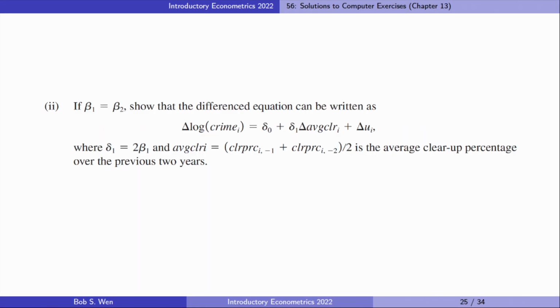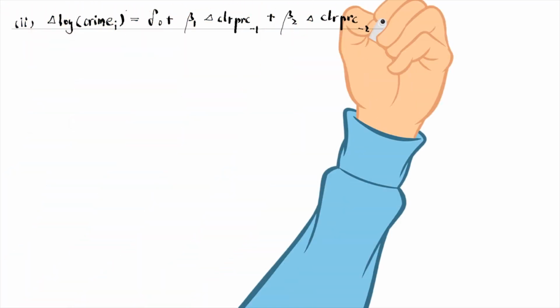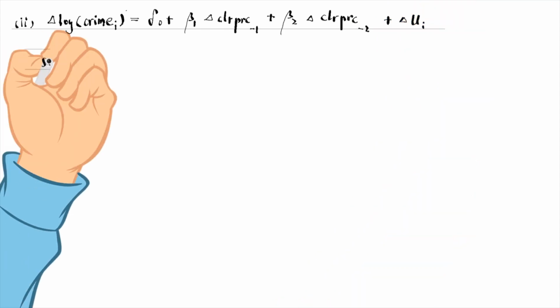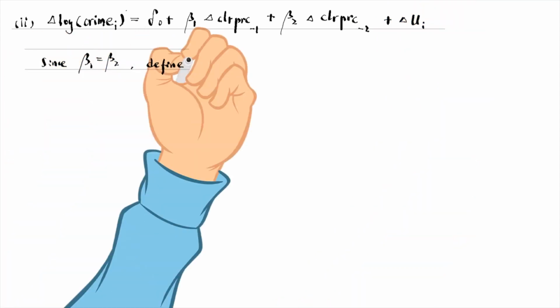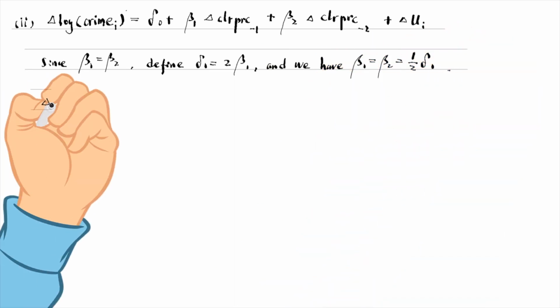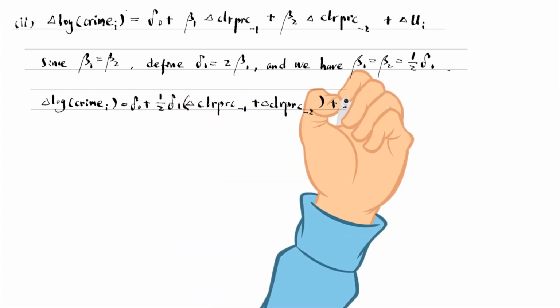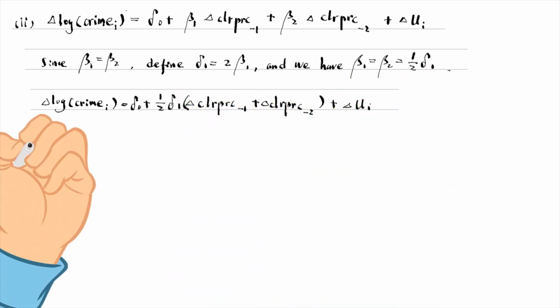Part 2 shows that the difference equation can be written as the following equation. Since beta 1 equals beta 2, we define delta 1 as the sum of them and write beta 1 and beta 2 in terms of delta 1. Substitute them into the equation and we get the result.